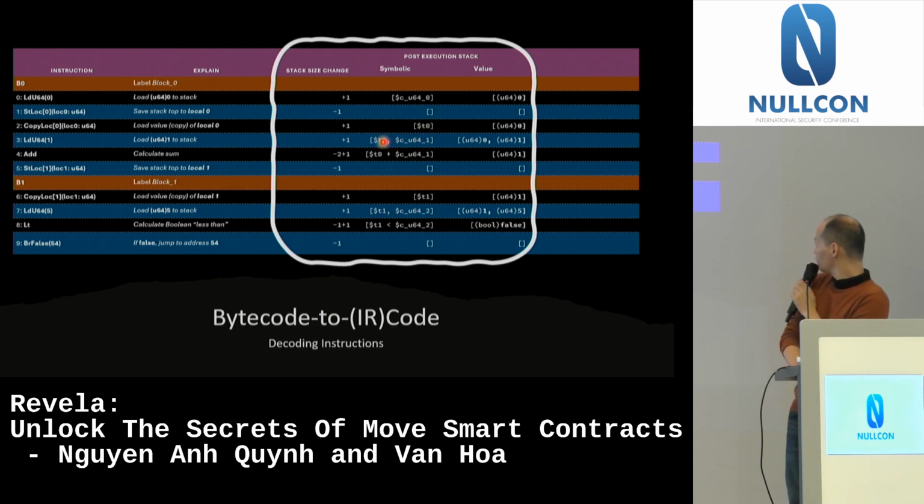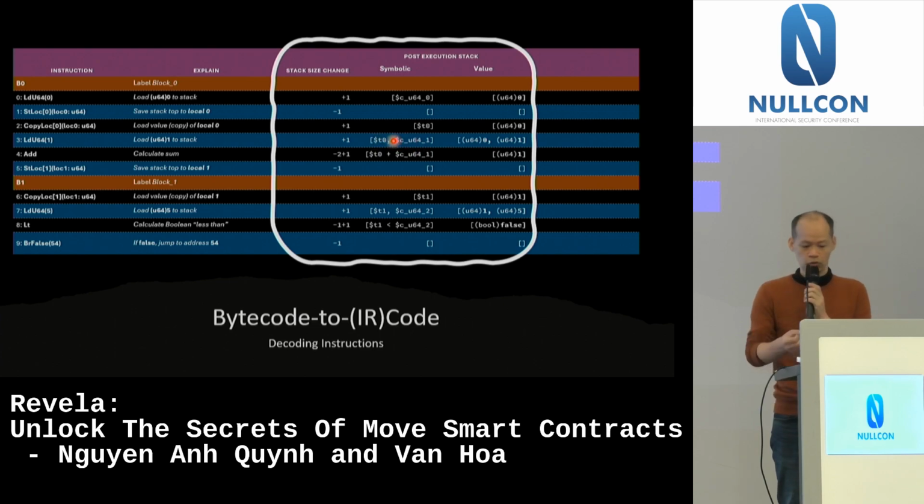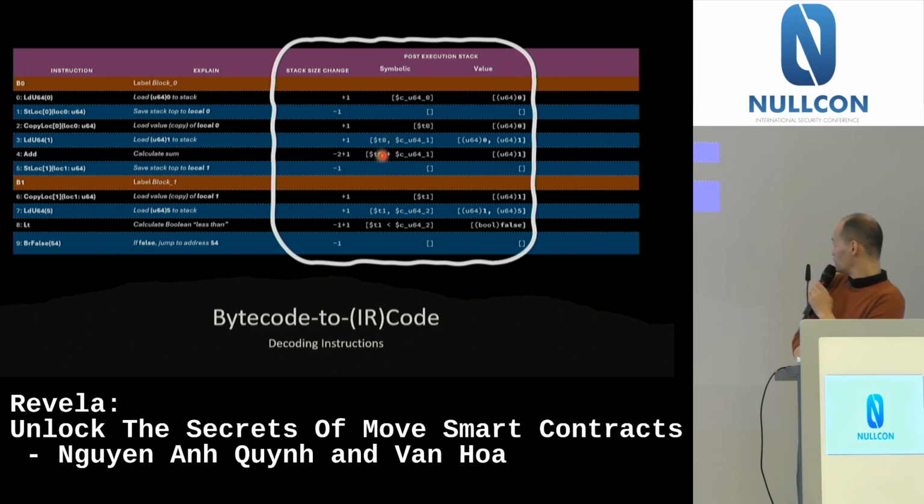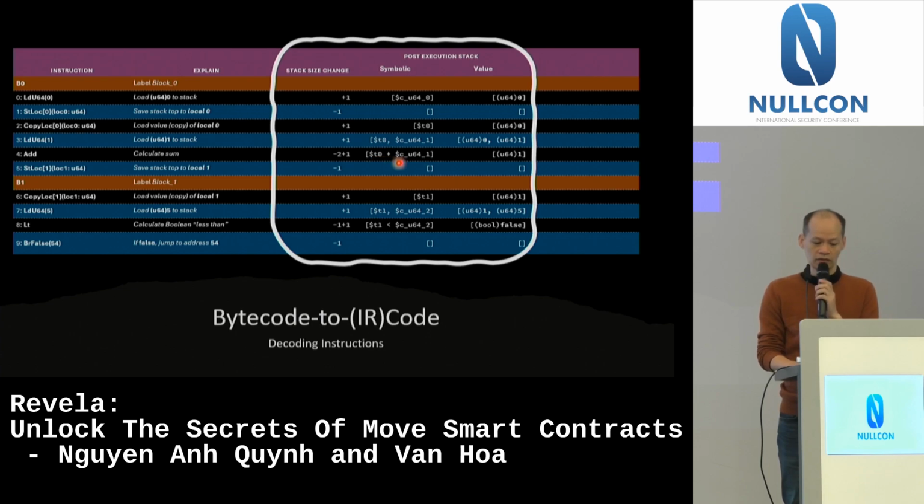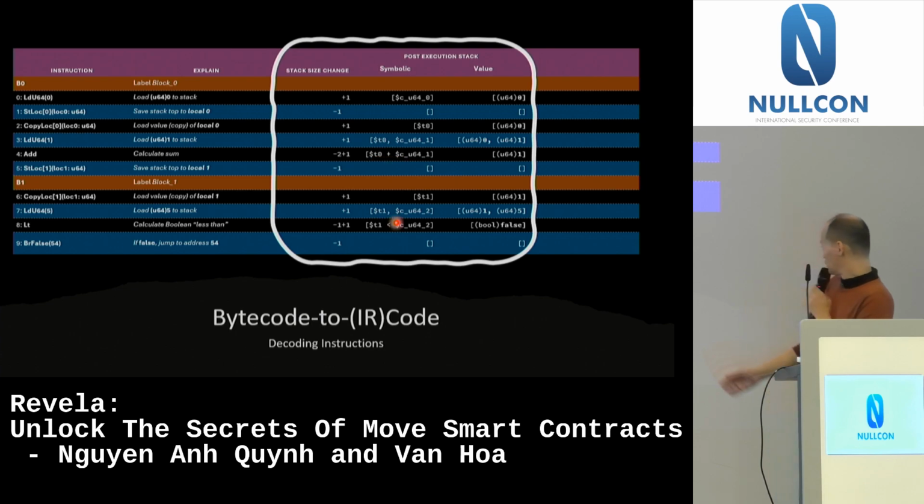Like this one, we load constant 1 to the stack top. So in the symbolic stack, we have two variables, T0 and CUCT41. And this one, we add these two numbers: we pop out these two symbolic variables from the stack, add them and put the result back to the stack. So after this, the stack has only one variable, which has the value T0 plus CUCT41. And so on. That is how we build the symbolic stack for every instruction.